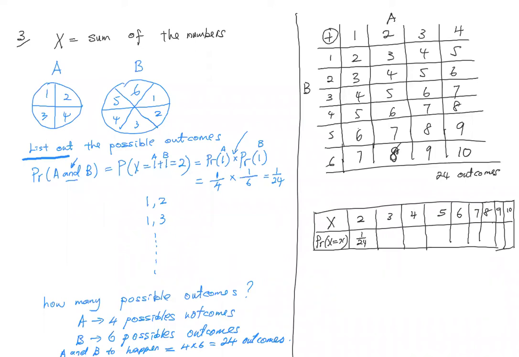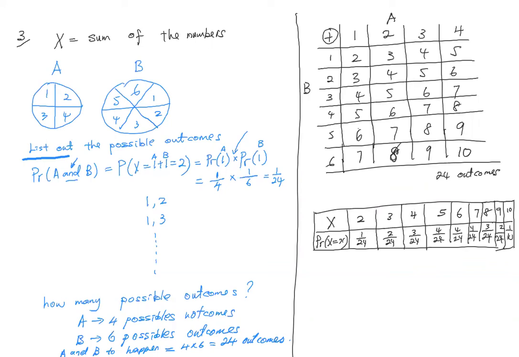Okay, so do you get that? So how many 3 are there? 2. 2 out of 24. 4, there are 3. 5, 1, 2, 3, 4. 6 also got 4. Seven also got 4. 8 got 3. 9 got 2. 10 got 1. 1, 2, 3, 4, 5, 6, 10, 20, 24.